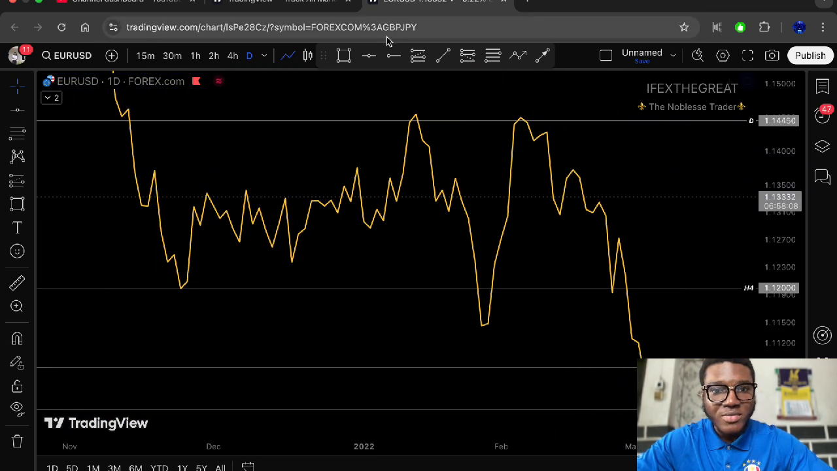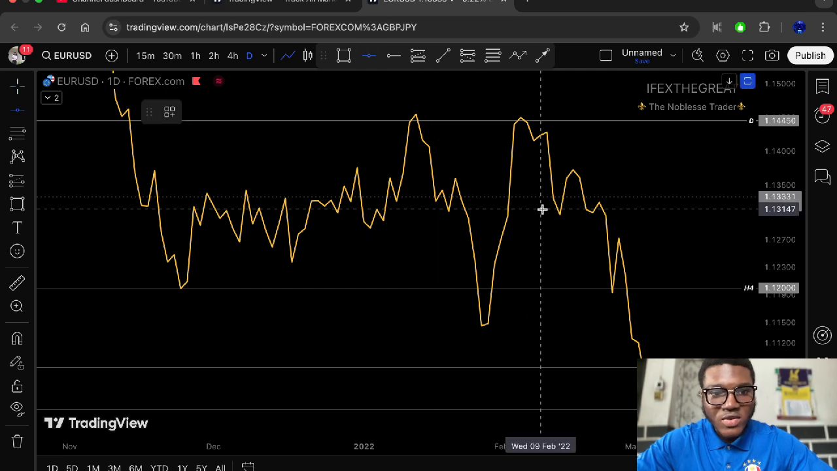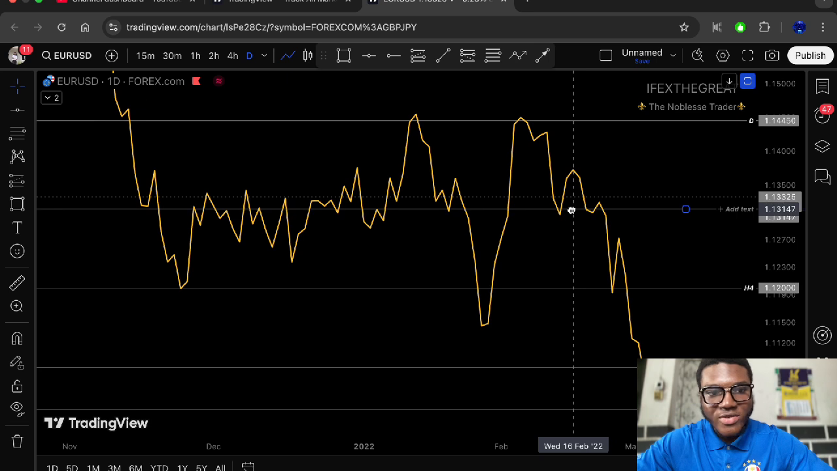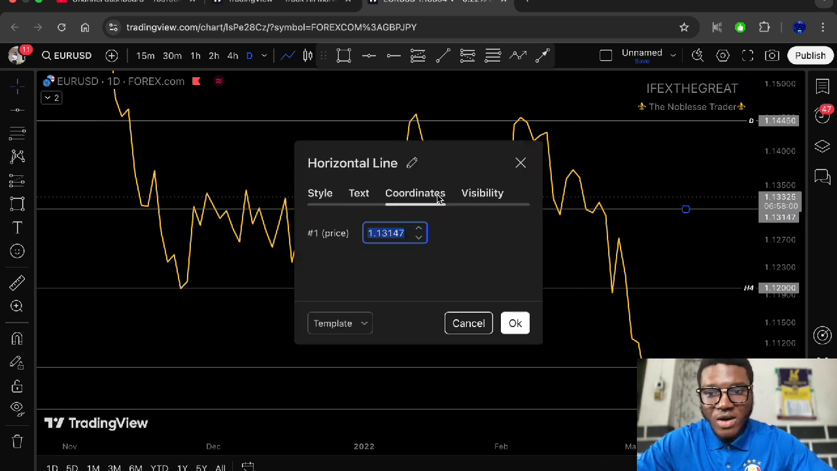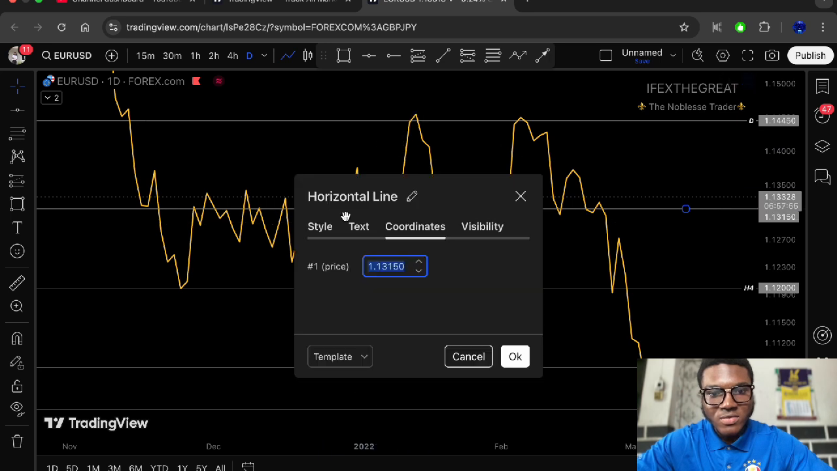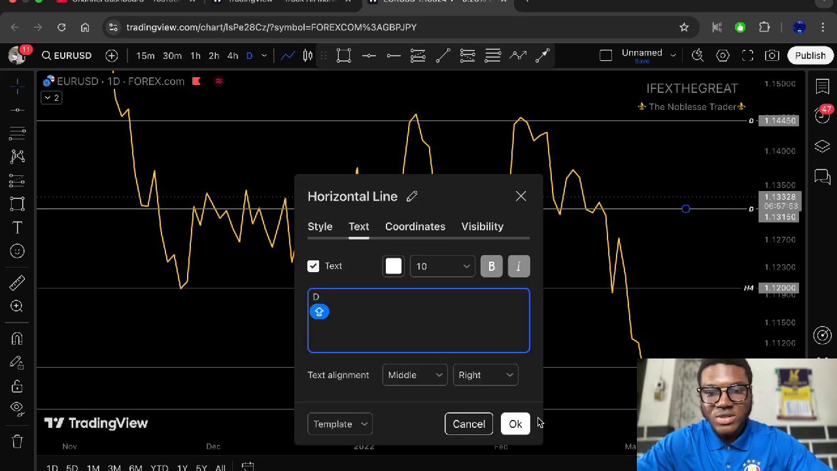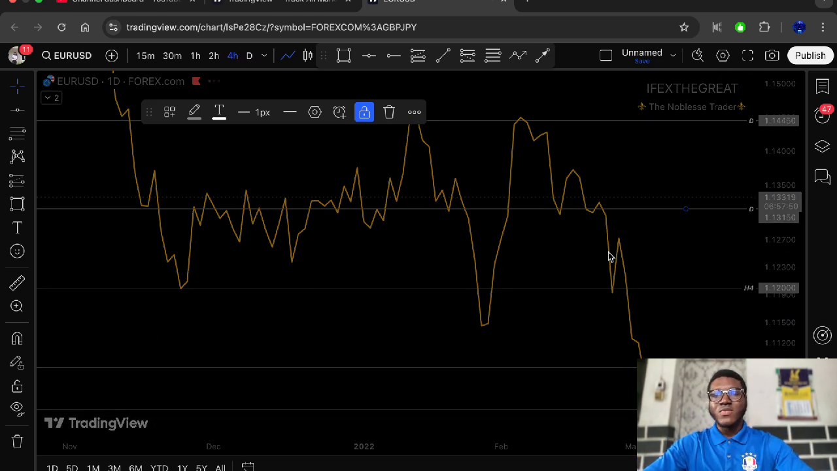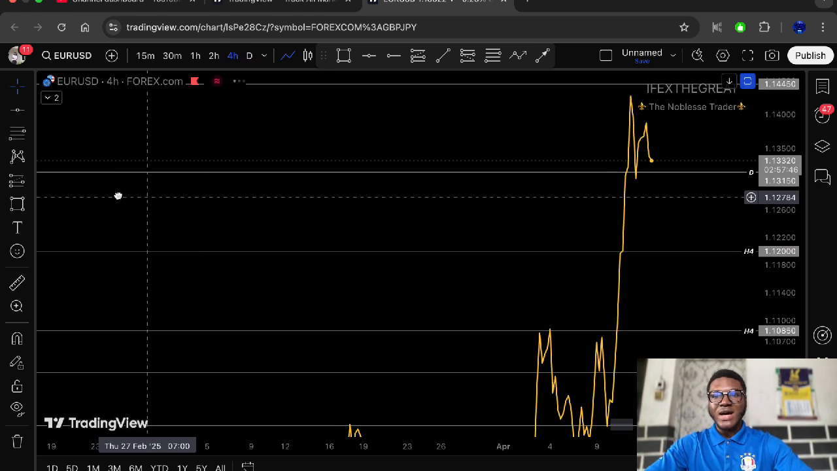So I'll zoom in on this a bit and let's see whether we can mark out one. So this is going to be like an H4 level in a way, but it's not really on the H4 time frame, but at the same time, I'll just name it a daily level. It's going to be a daily level. So change the text to D. D signifies daily, and we're going to lock it.